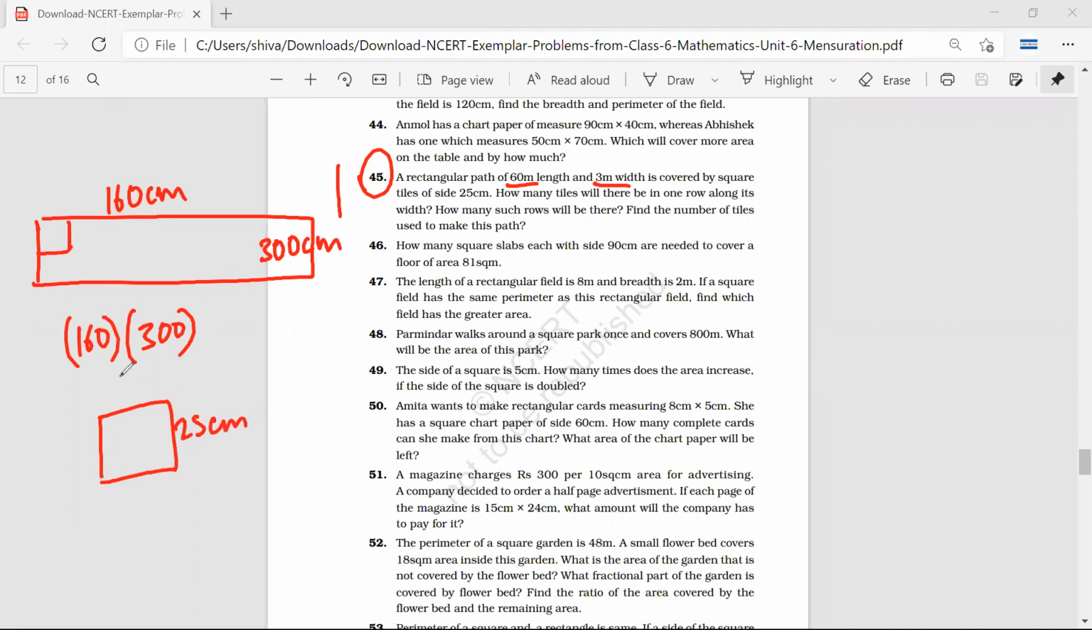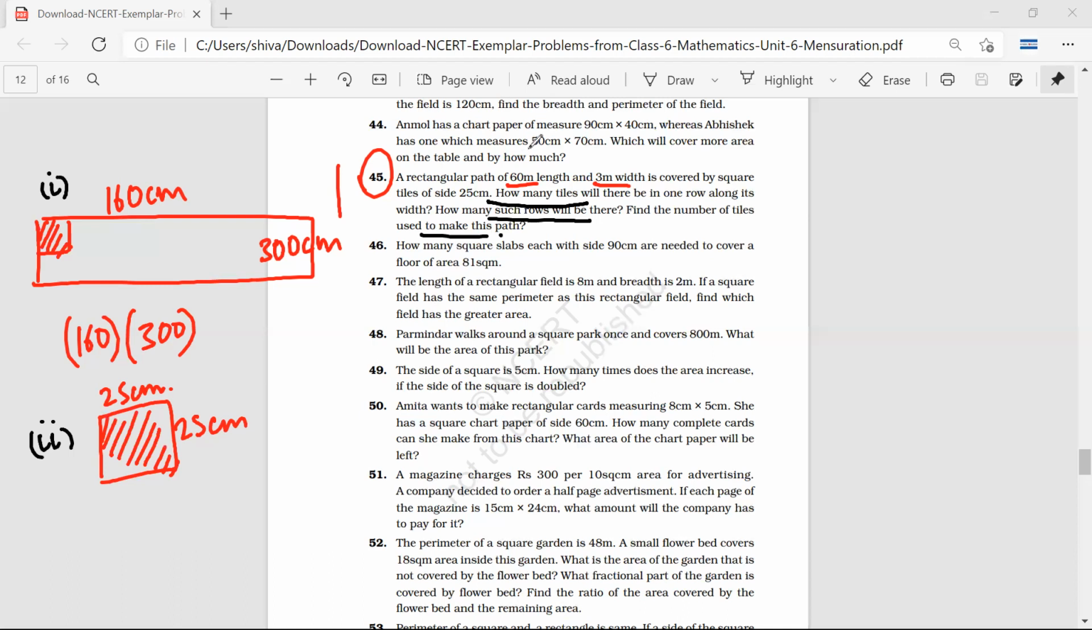Okay. So 9.6 tiles will be used per row. And number of rows will be 0.25 into 3, so 0.75. Okay.